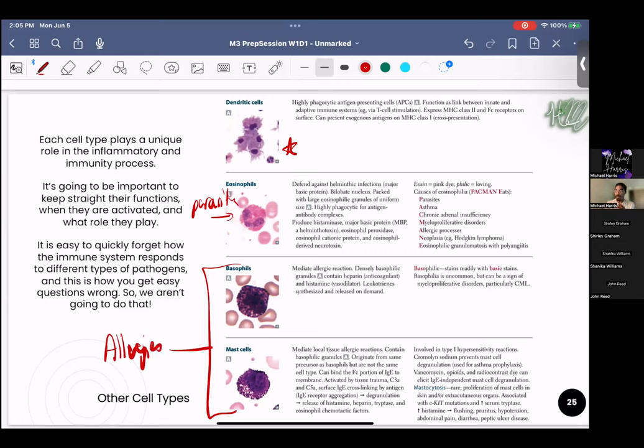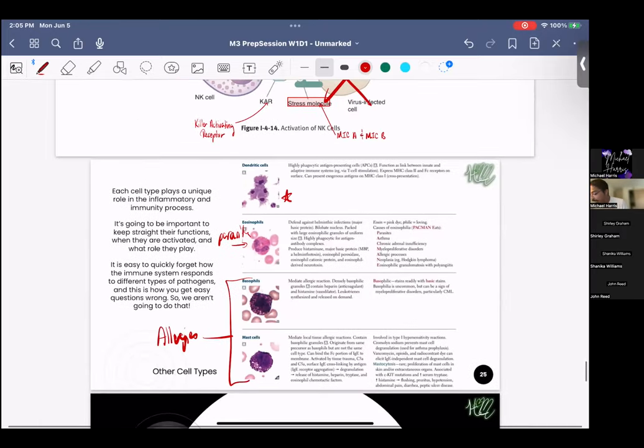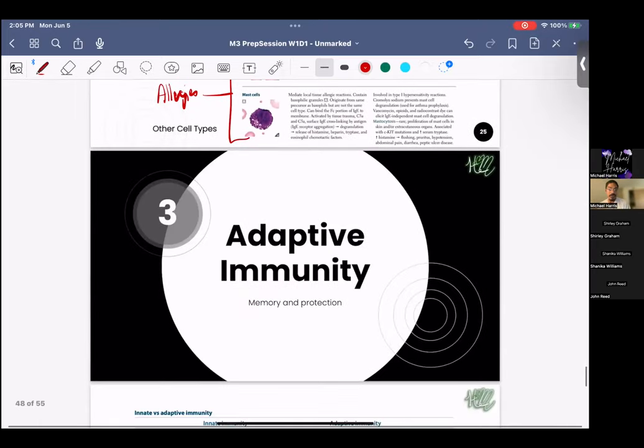Okay? Any questions about any of that stuff? Because now it's the adaptive immunity. And I'm not going into that topic because that's going to be like 20 minutes. And I don't want to keep you much longer because I've already kind of harped on you guys.